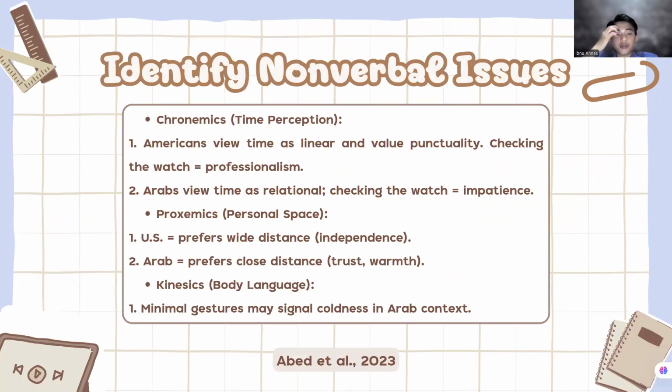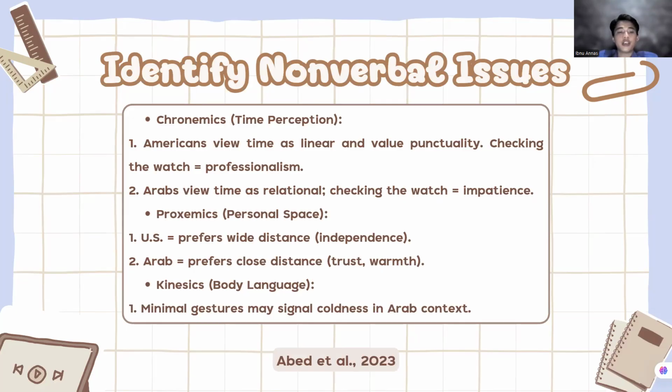So the first one, I identify the nonverbal issues. It's called chronemics, or time perception. Americans view time as linear and value punctuality. Checking the watch means professionalism. But Arabs view time as relational. Checking the watch means impatience.